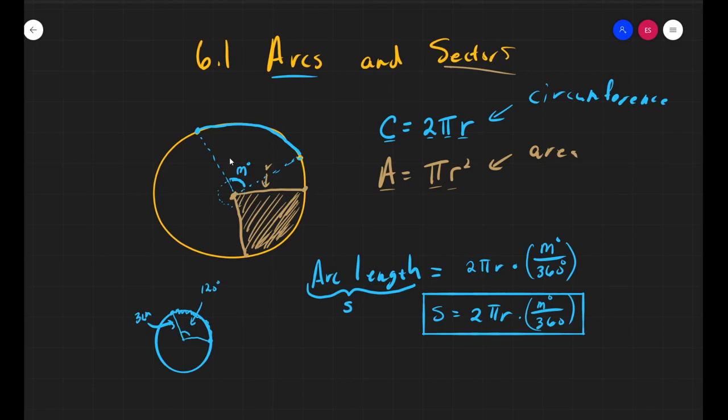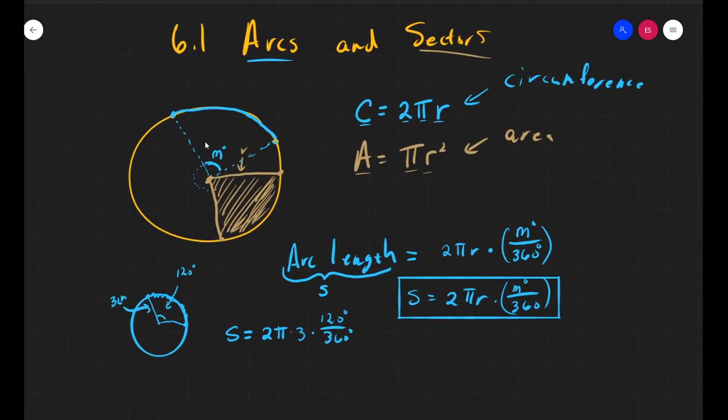Well, we plug all these numbers that we know into our arc length formula. So S, our arc length, equals 2 times pi times r. R is our radius. Radius is 3 centimeters, so 2 times pi times 3 times m degrees, or the angle in the middle. So that's 120 degrees over 360 degrees. So once we have that filled in, we can then plug that into our handy dandy calculator.